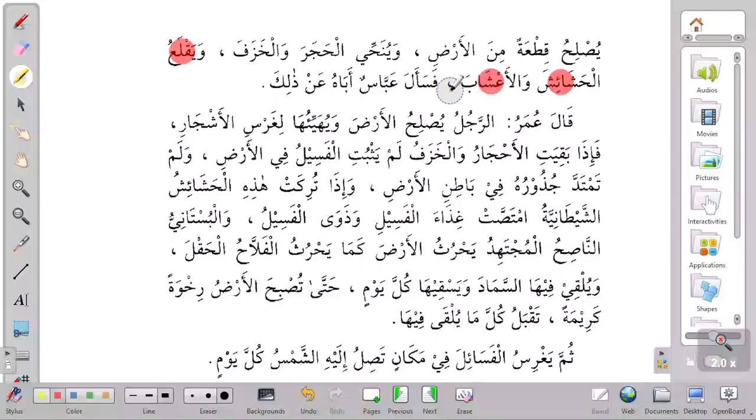Okay. Fa sa'ala Abbas abuhu 'an dhalik, and Abbas asked his father about that. He asked him, what's this man doing there? So his father Umar replied. He says that ar-rajulu yuslihu al-arda wa yuhayyi'uha li garsi al-ashjar. The man is correcting the earth, and then he is preparing it for planting of trees.